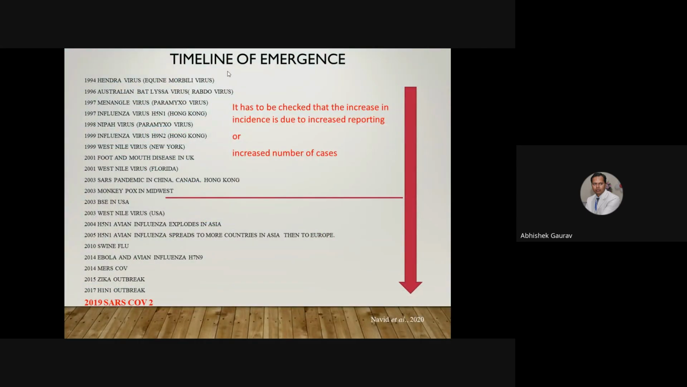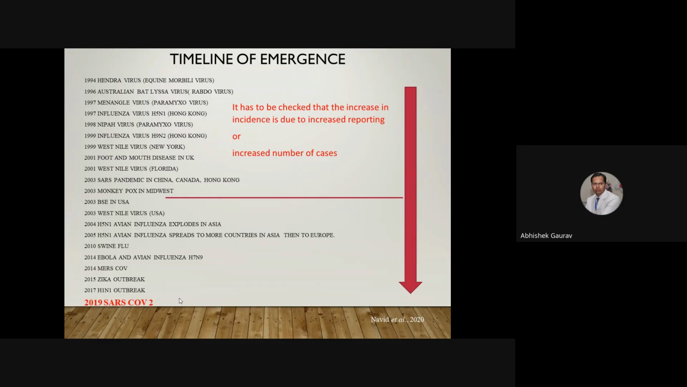Now, if we look at the timeline of emergence, we can see that in 1994 there was Hendra virus, then came the Australian bat Lyssa virus, meningeal virus, influenza virus, Nipah, then West Nile virus, FMD, and SARS in China in 2003, monkeypox, then a number of diseases, then Ebola in 2014, and lastly SARS-CoV-2. SARS-CoV-2 means COVID-19, because it started in December 2019. Therefore, we call it COVID-19.